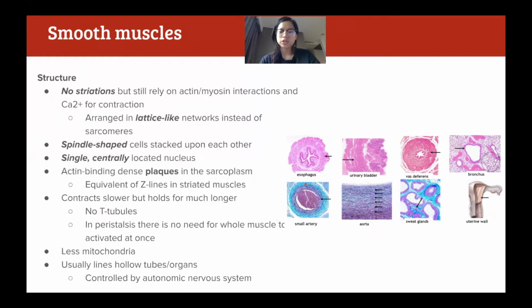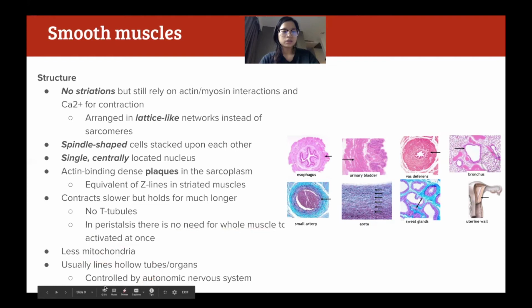and especially the small intestines and the big intestines. All of these structures don't need to contract at once. Instead, they mostly move in peristalsis, such as in the small or big bowel. So they're just trying to move food along. You contract the piece, and the next piece down, and the next piece afterwards. So there's no reason for the whole muscle to contract at once. That's why they don't have to contract faster. And they have less mitochondria as a result.